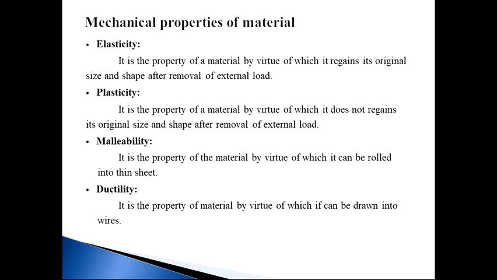The next one is malleability. Malleability is a property of material by virtue of which it can be rolled into thin sheets. When you apply load on a particular material and that material is converted into thin sheets, that property is called malleability. The next, ductility. Ductility is a property of material by virtue of which it can be drawn into wires.